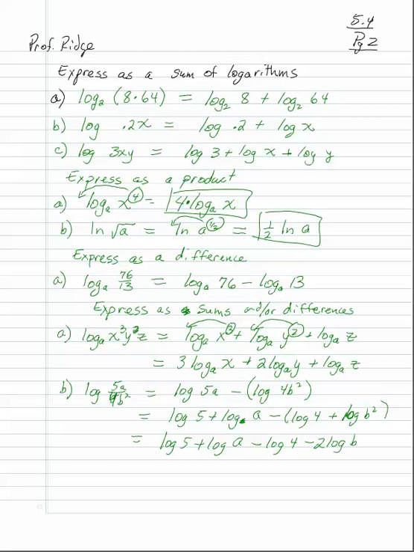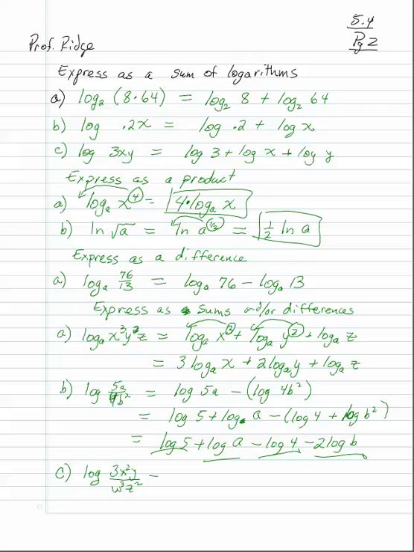And usually what I tell my students is, with a little practice, you can jump to this bottom line and just keep in mind anything on top will be positive. So look at the 5 and the a were on top, they're positive. The 4 and the b squared were on bottom, those are negative. So anything on top will be positive, anything on bottom will be negative.